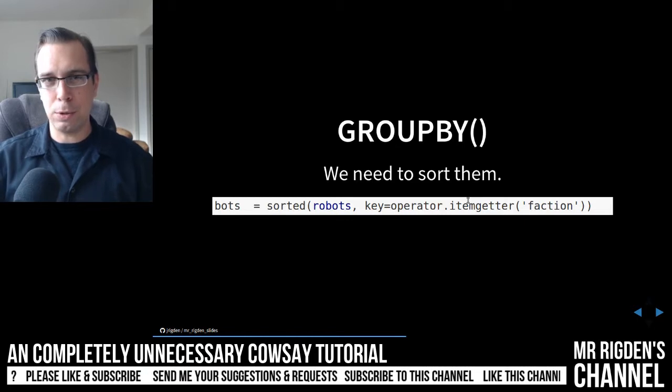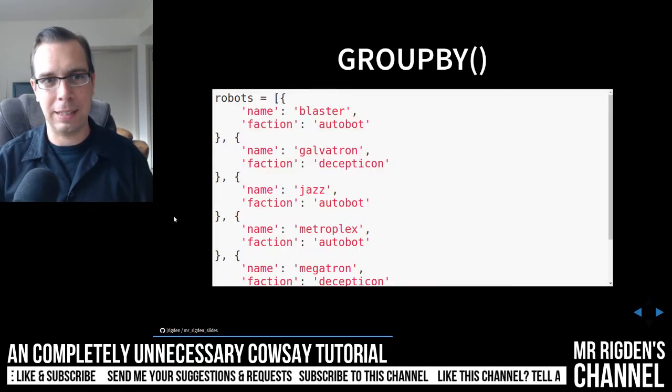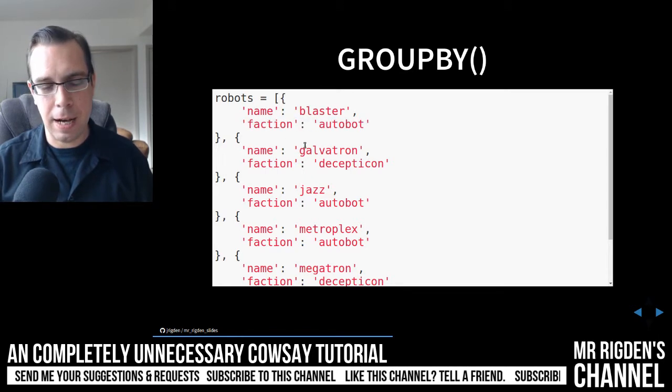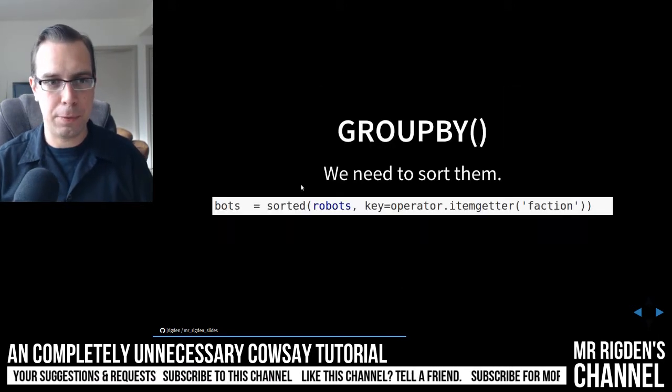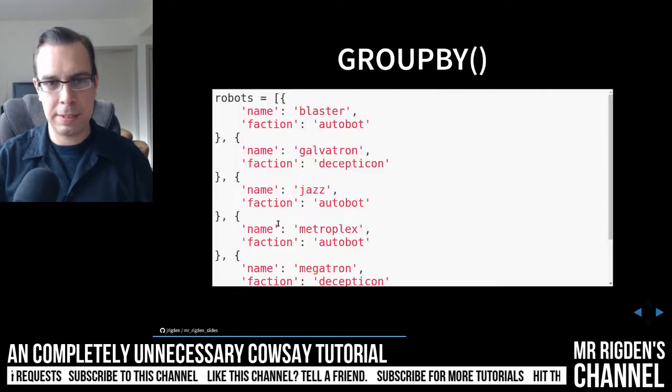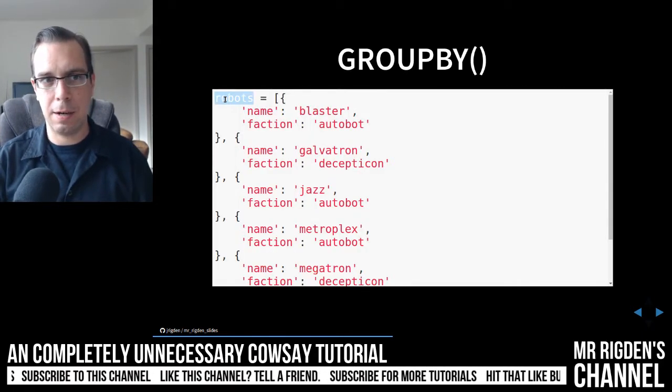I would like to group this list. I'd like to have them be grouped by faction. So we're going to go through here. So here we go, bots. We're going to use sorted, and we're going to send that the list that was called robots.